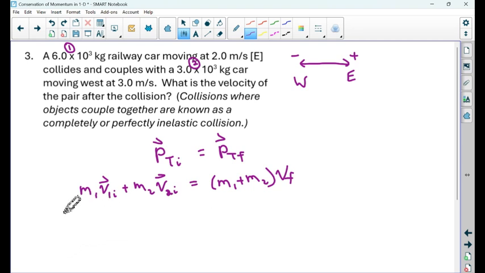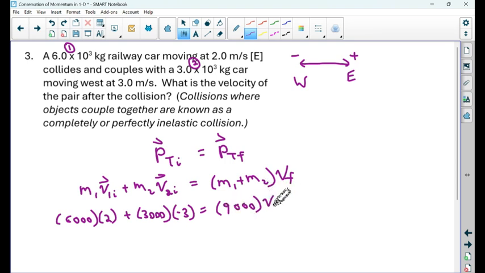Okay, let's plug in our numbers here. For the mass of our first one, we've got 6,000 kilograms. We know our velocity is 2 meters per second to the east. Our second one we know is 3,000 kilograms, and we know our velocity is to the west. So I'm going to say -3 meters per second because it's traveling west, which we defined as negative. Mass 1 plus mass 2, 6,000 plus 3,000, is going to make a total of 9,000. And we don't know what the final velocity is. We're going to find that.